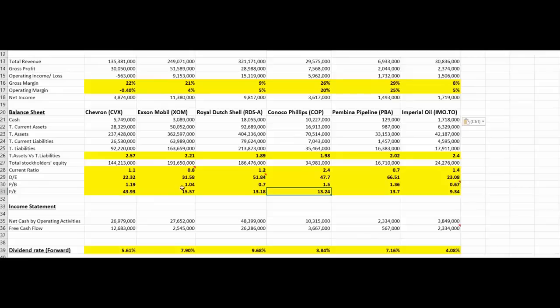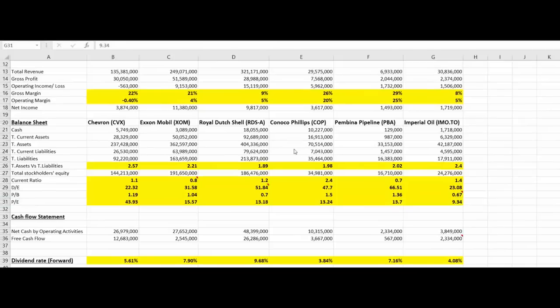And ExxonMobil is 15.57. So the rest are lower than 25, so it's okay for me. But the lowest is Imperial Oil once again. So these two factors are telling me, shouting, that Imperial Oil is at a really undervalued price right now. Okay, guys, we are heading closer to our final ranking.